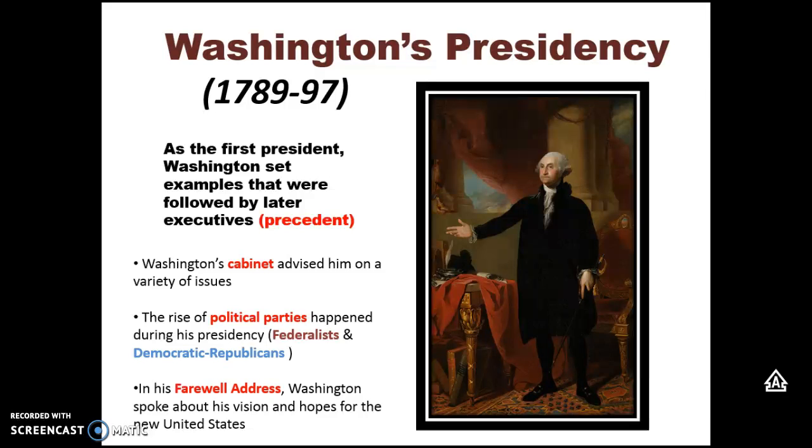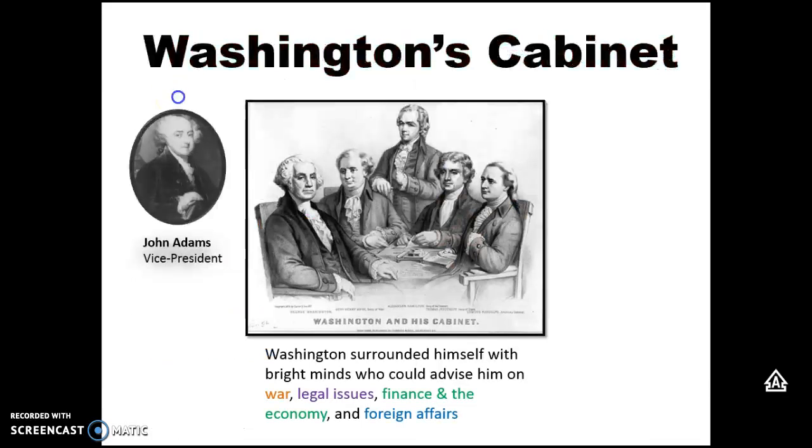There was also the rise of political parties during his presidency. You're going to have the Federalists and the Democratic Republicans. Those are going to be our first two political parties. If you think about it, with the ratification of the Constitution, you had anti-Federalists and Federalists. But in his farewell address, Washington spoke about his vision and hopes for the new United States, and he did warn against political parties. He said they would doom the nation and cause division.